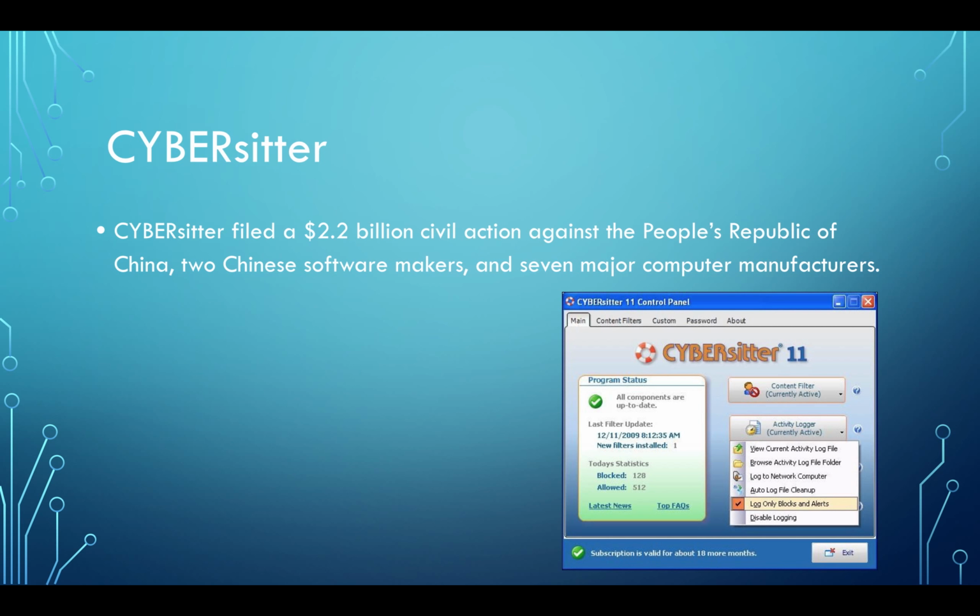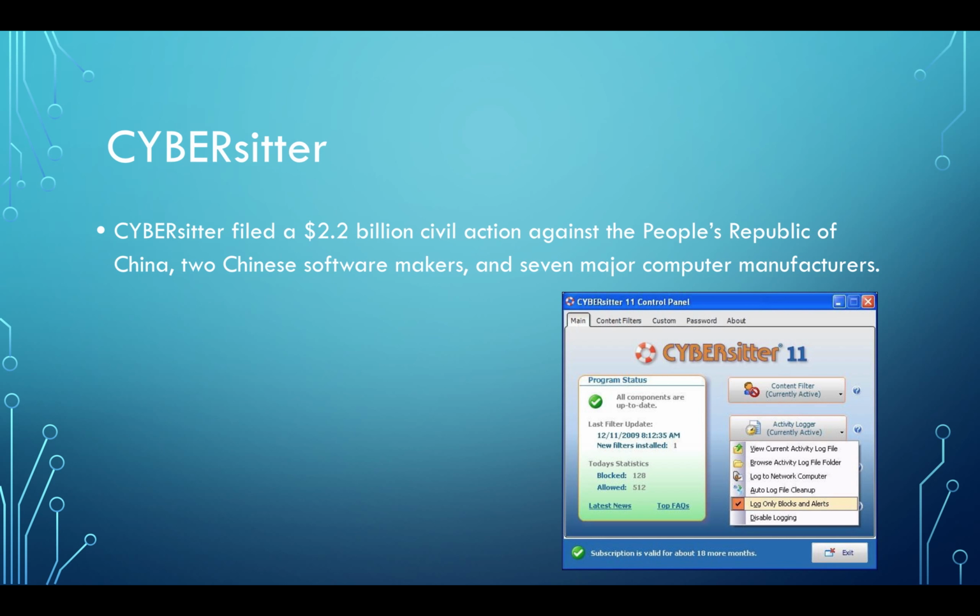Cybersitter serves as an example of a small American company fighting back against foreign countries violating intellectual property rights. Cybersitter filed a $2.2 billion civil action against the People's Republic of China, two Chinese software makers, and seven major computer manufacturers for misappropriation of trade secrets, unfair competition, copyright infringement, and conspiracy in connection with their distribution of Green Dam Youth Escort. Green Dam Youth Escort is a program used by the Chinese government to filter content for Chinese citizens by blocking those websites they find politically controversial.